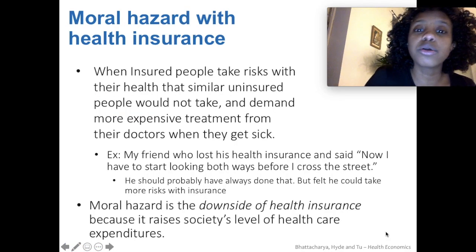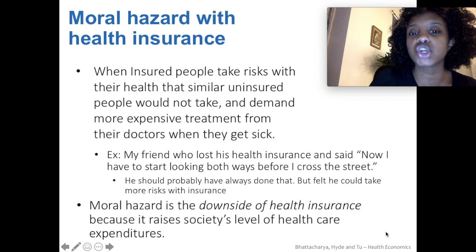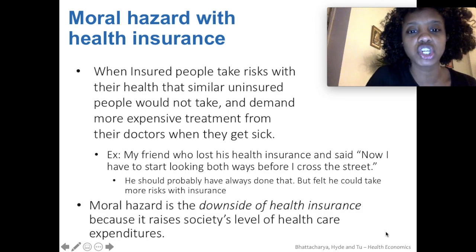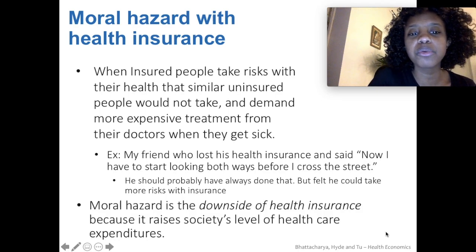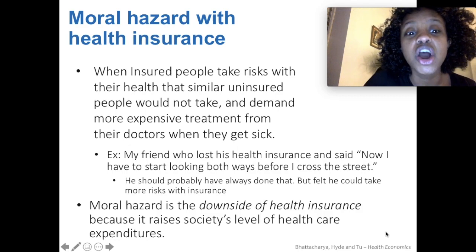In the context of health insurance, moral hazard is when people who have insurance take a risk with their health that a similar uninsured person might not take. And it can also be when you demand more expensive healthcare treatments from your doctor whenever you get sick because you have insurance.